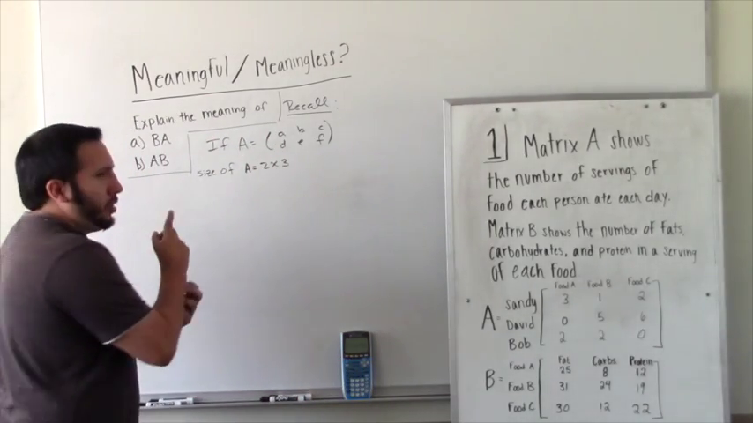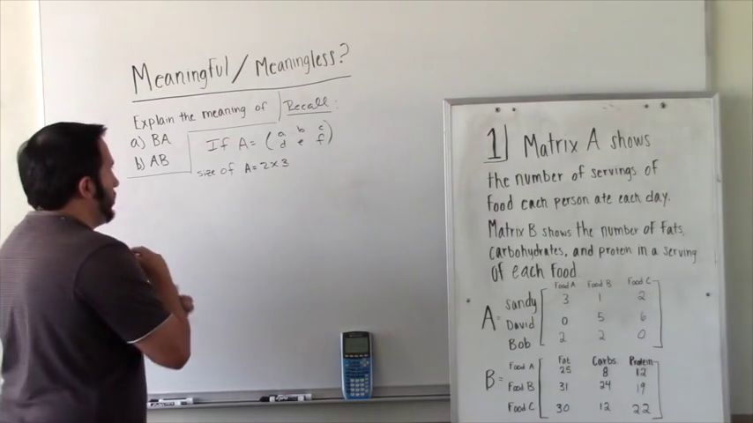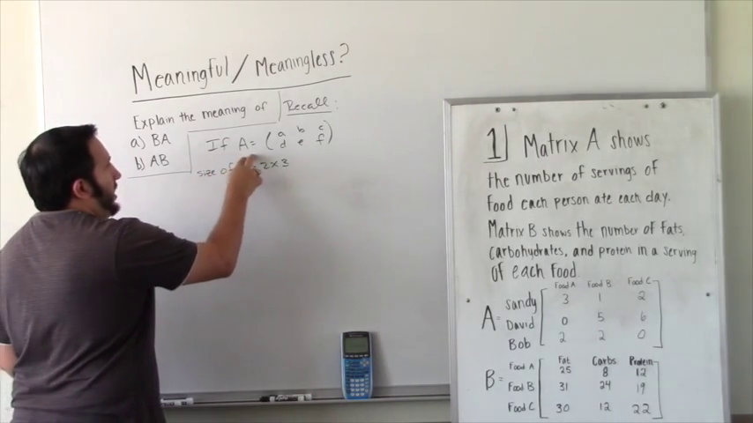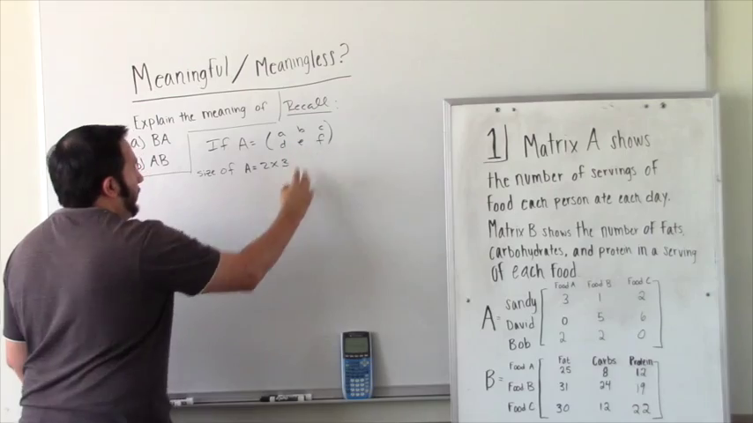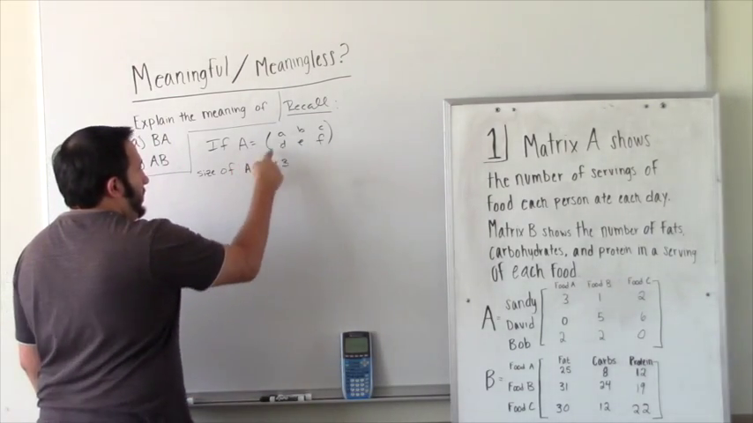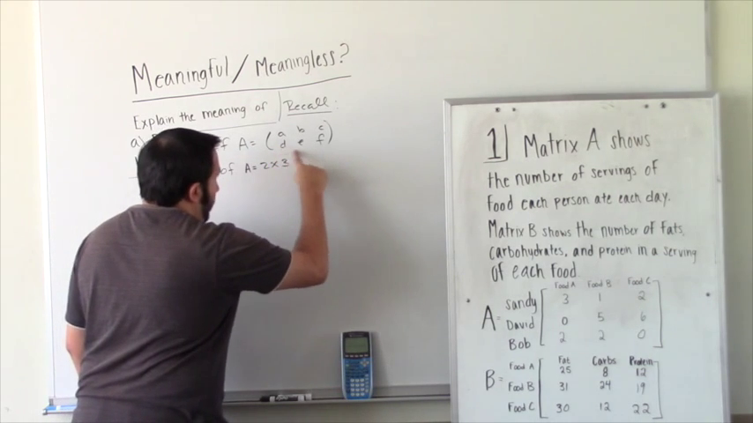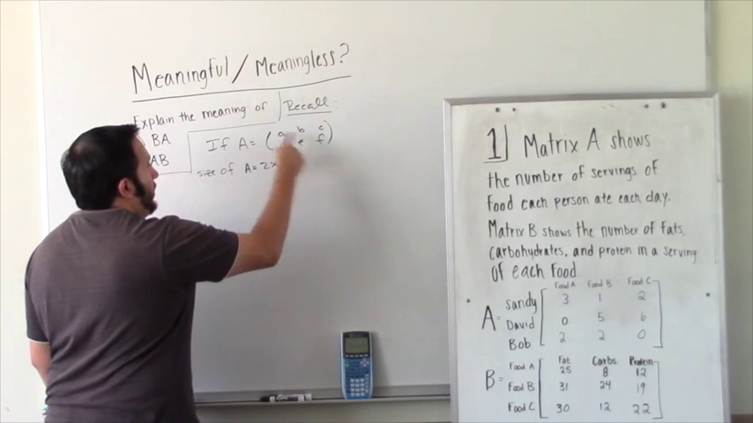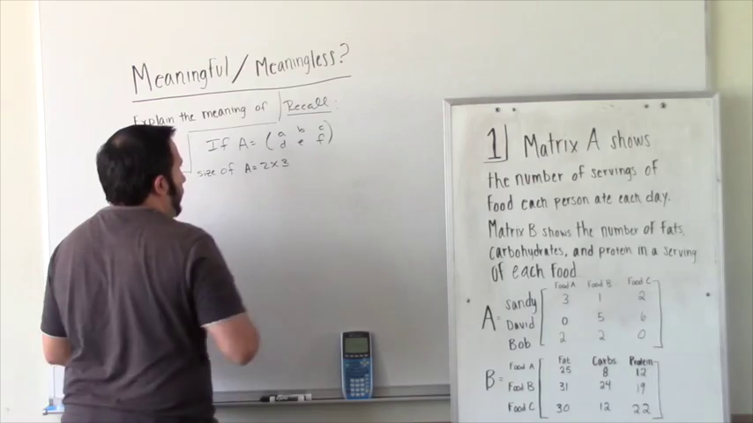Well, I just want to recall something real quick from the previous lecture. If we have some matrix A, like A, B, C, D, E, F, how do we find the size of a matrix? The size of this matrix A is a 2 by 3, because you went down and then to the right.